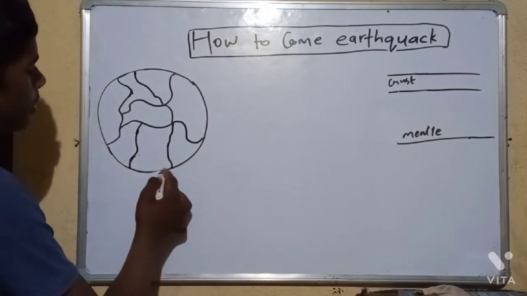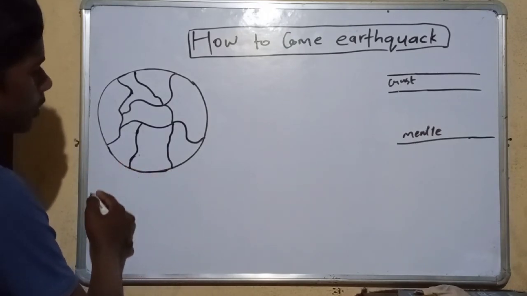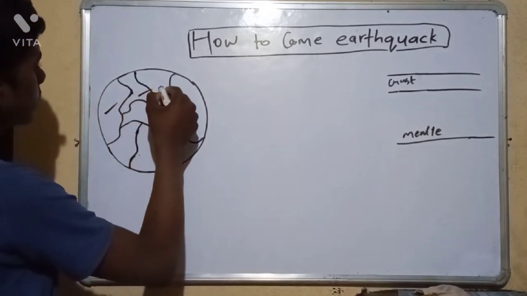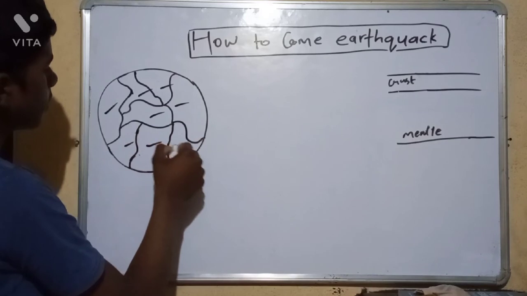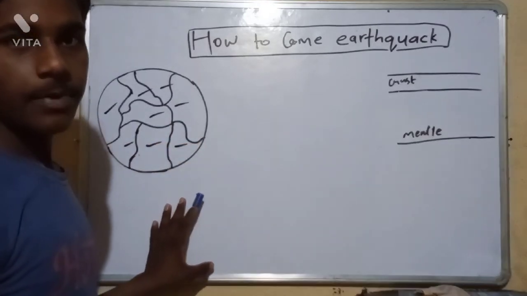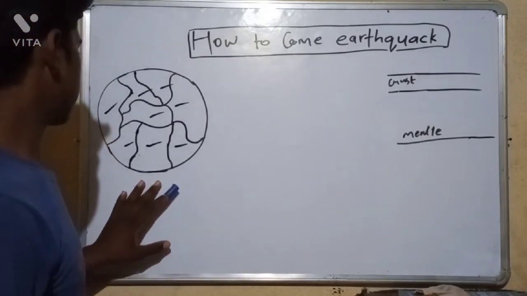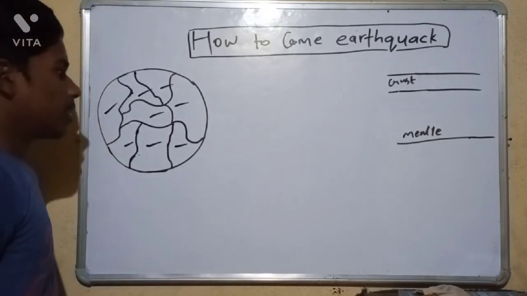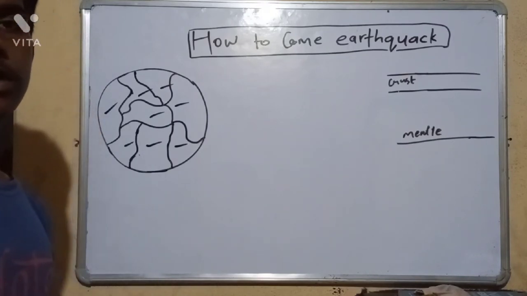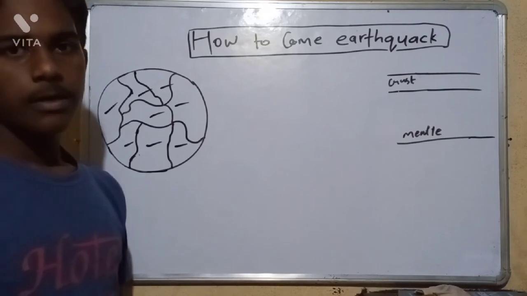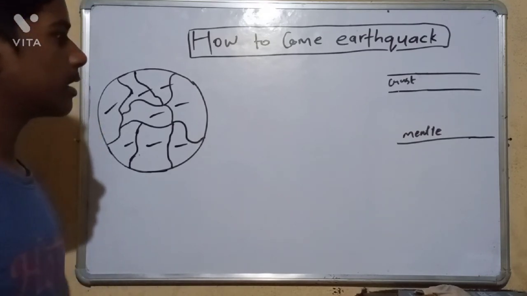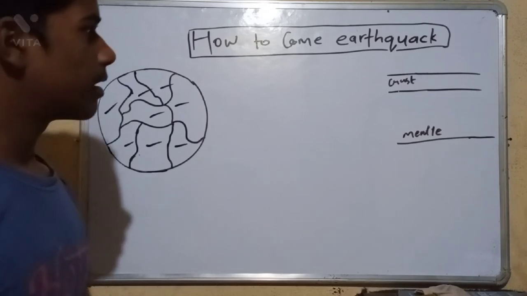For example, let this figure be the earth overview. These all are tectonic plates. Earth is not like that, but for example, let the figure be earth. Our earth is divided into 20 or 22 tectonic plates. Some small things are essential to know.